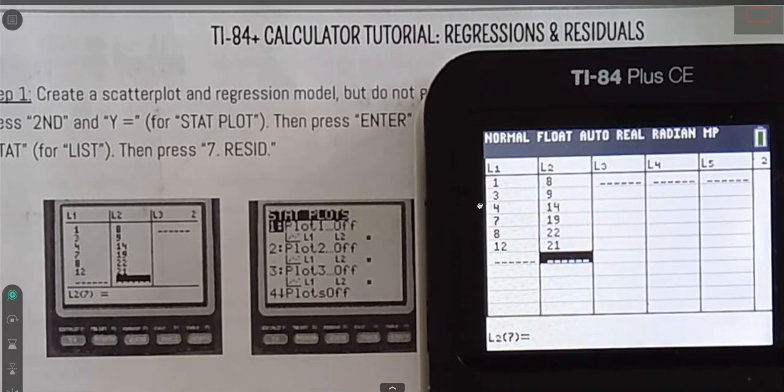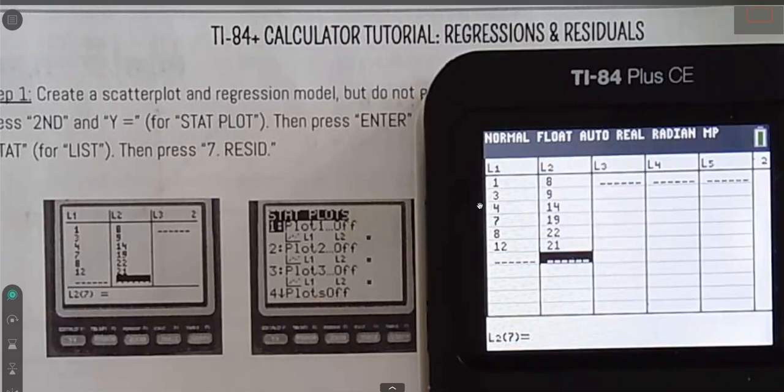That's because you haven't calculated the linear regression yet. You first have to calculate a regression model, and then it will give you the option for a residual. All right, do you guys need a little bit more time to type in the values?